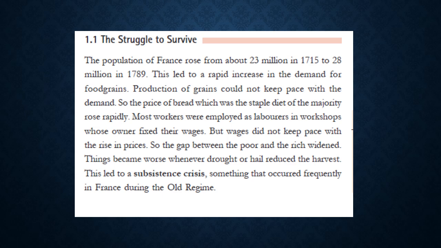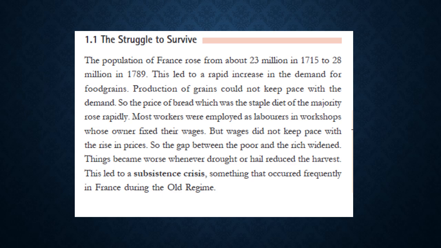Most of them worked as laborers in workshops where their wages were given according to the will of the owner of the workshops. The wages they got were not balanced with the price hike because they were paid very little. Hence the poor became poorer and the rich became richer. Together with this, there was drought, that is, low rainfall and no stored water for daily usage, and then hail, which means frozen rain. When drought and hail reduced the harvest, the situation became pathetic because of scarcity of food.